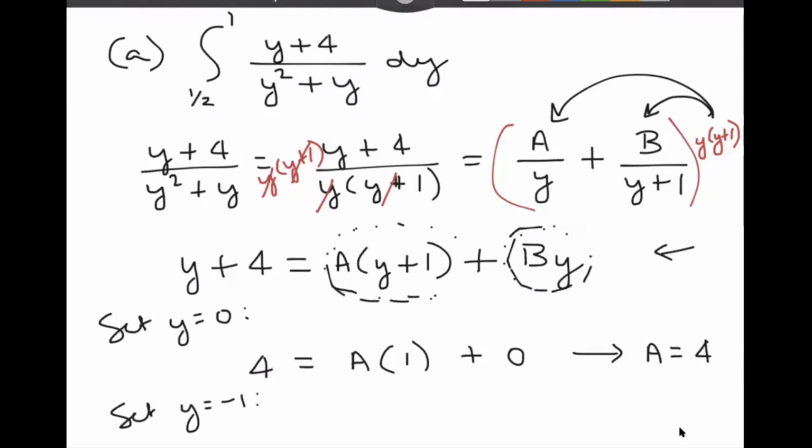Okay, so on the left side, I have -1 plus 4 is 3. And then I have a times 0 plus b times -1, right? So that equation says 3 equals -b, which means b is -3.